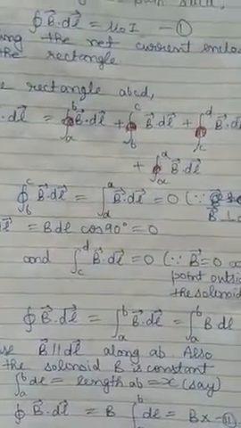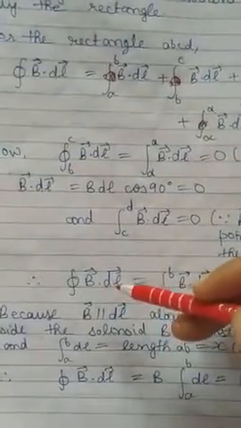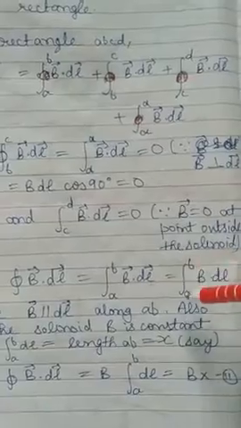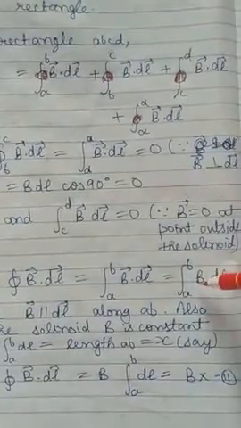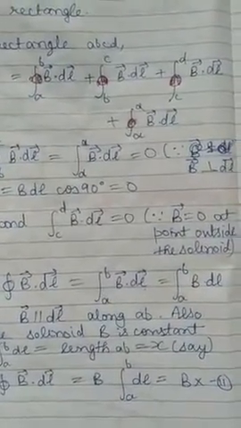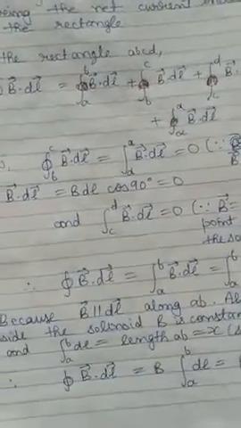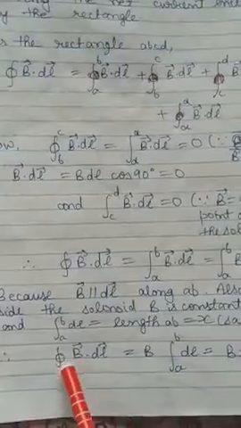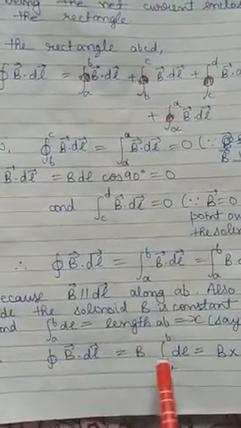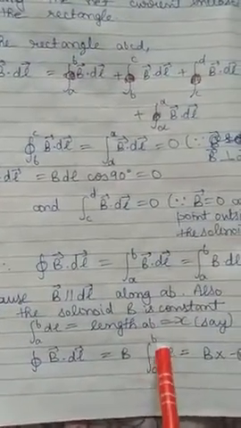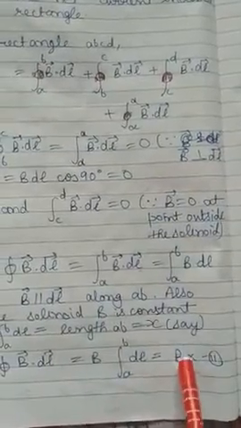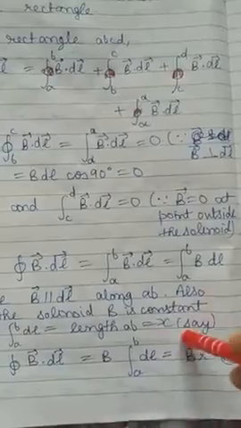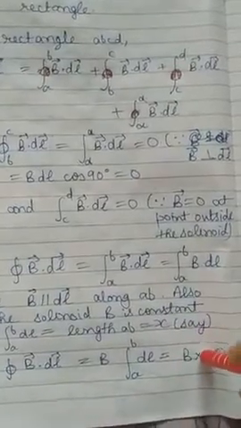So what we are left with, the line integral of B dot dl from A to B will be equal to the integral from A to B of B dl cos 0, because B and dl will be in the same direction, parallel. B is constant and is taken out, leaving the integral from A to B of dl, which will be equal to x if we choose that the length of the AB part is x. Clear? So this will become equal to B into x.